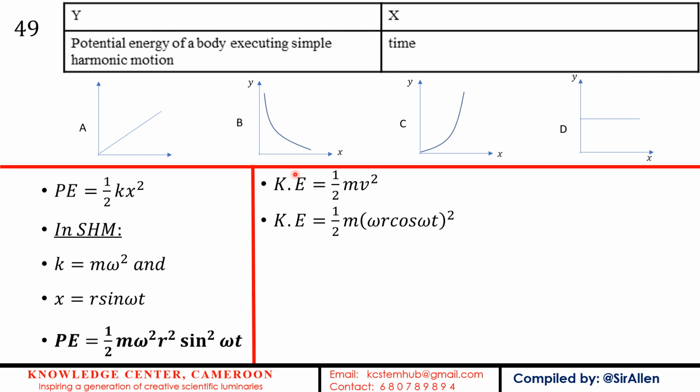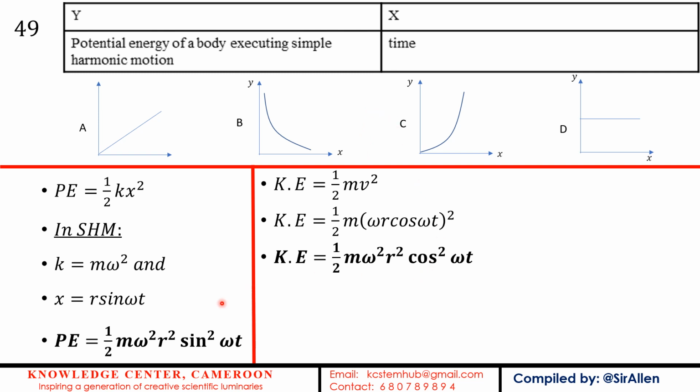So KE is half mv squared. So how do I get v? I simply differentiate this displacement expression. If I differentiate this sine function, I'm going to have omega r cos omega t. So we put omega r cos omega t here, and then we square that, and then we simplify. You notice that our KE is half m omega squared r squared cos squared omega t. At t equals 0, cos is 1, so you notice that our KE is maximum instead. So KE would start from a maximum point like that and then oscillate downwards.